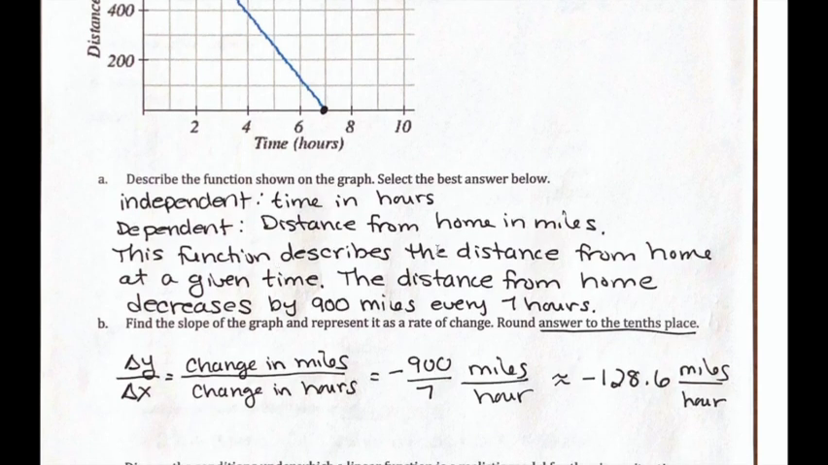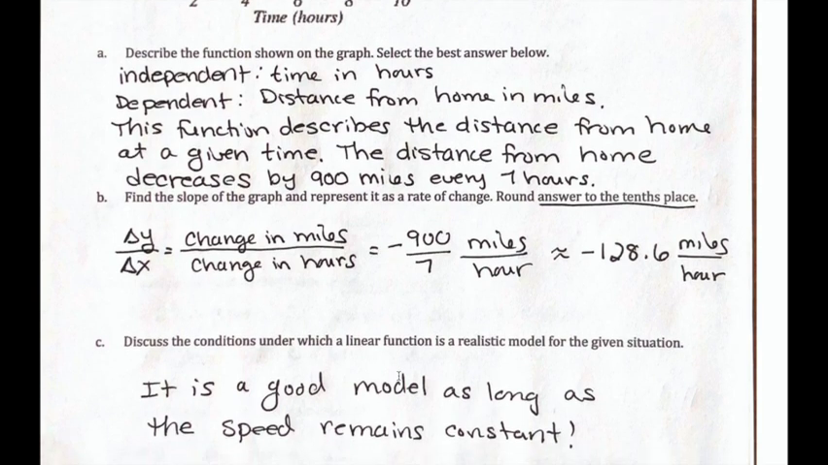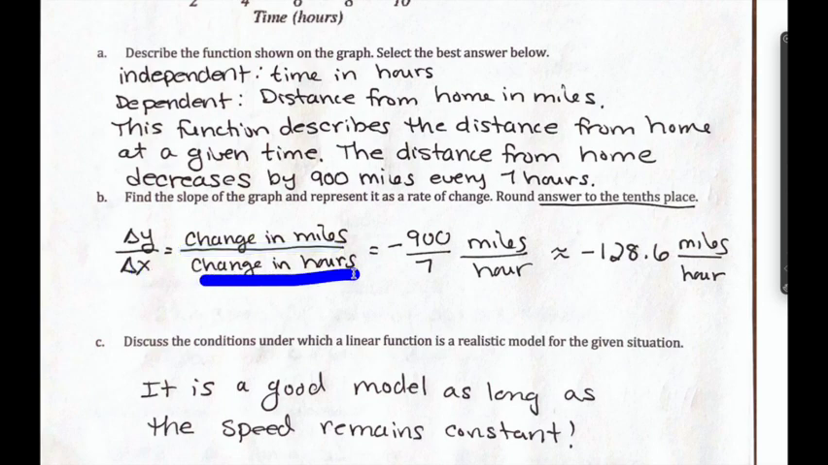We can say this function describes the distance from home at a given time, and the distance from home decreases by 900 miles every 7 hours. Now, if we want to find the slope of the graph, that's the rate of change, which we already looked at on the graph. It's the change in y over the change in x, and the change in y represents the change in miles from home. The change in x is the change in hours, and we said that it decreased 900 miles in 7 hours. Okay, and because it's decreasing, I gotta make sure the slope is negative.